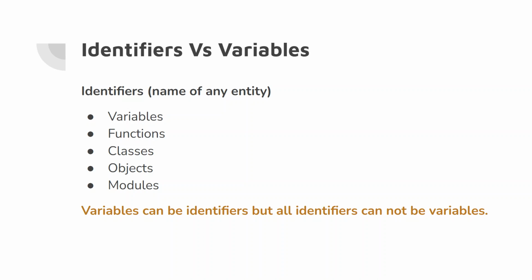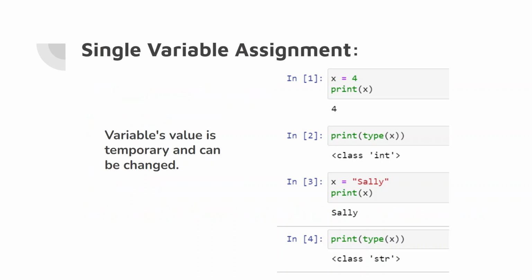Okay, hope you got the point. So this is a single variable assignment. x is equal to 4, print x, print the type. You can check the type of the variable, what the type of this variable is. I will explain it on the machine as well. x is equal to Sally. This is a one-line code. You can check the type, the data type.